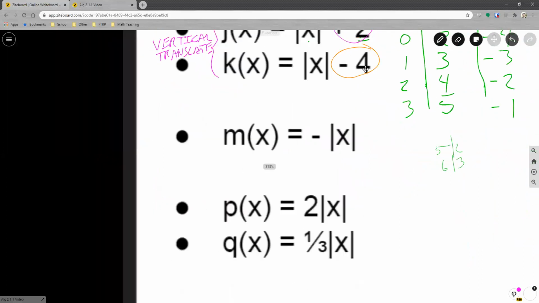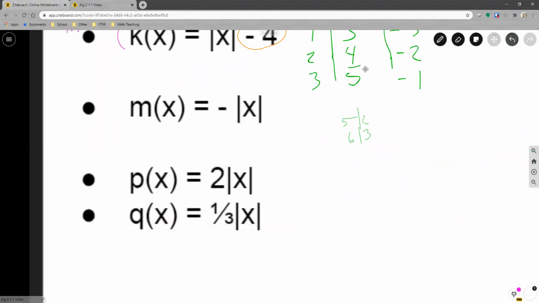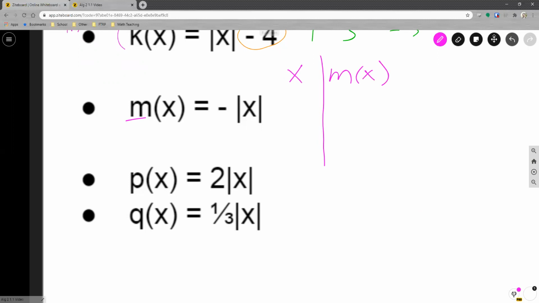And these ones I'm multiplying, so things are going to get crazy again. I'm going to erase this stuff that's in the way. And we're going to deal with m of x. So our function name is m this time. And it's equal to the negative of the absolute value of x. So I take the absolute value first, then I'm going to stick a negative on it.